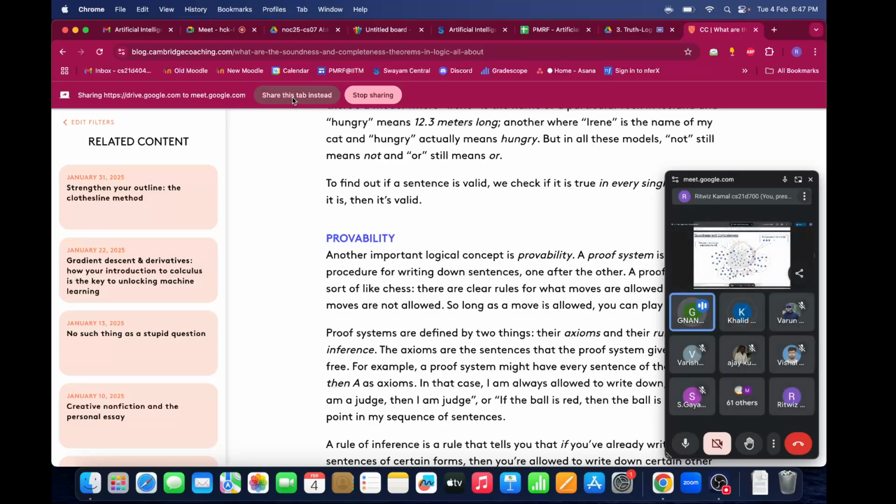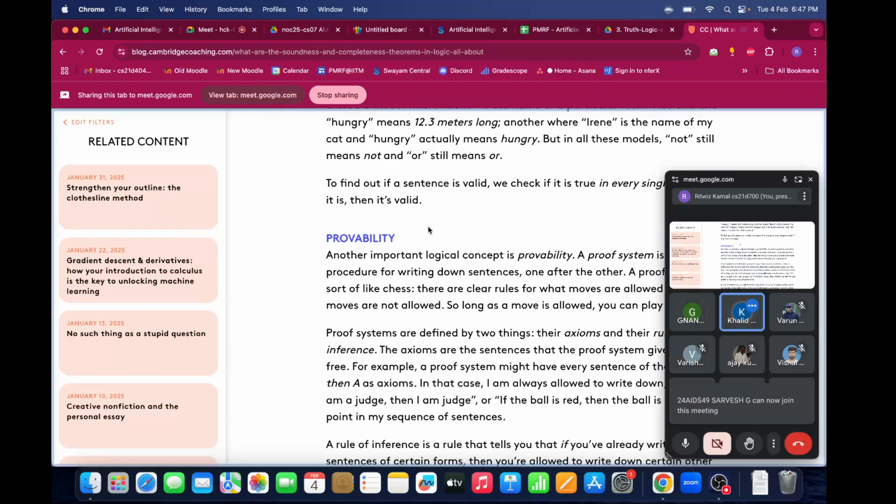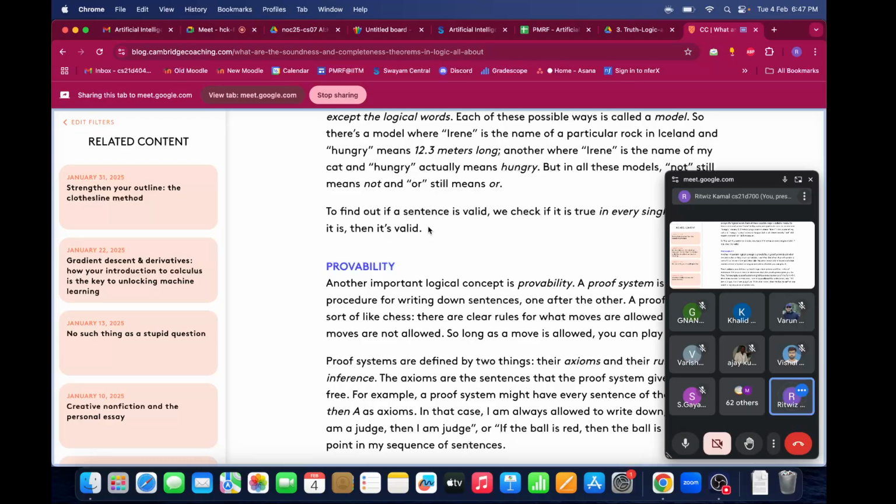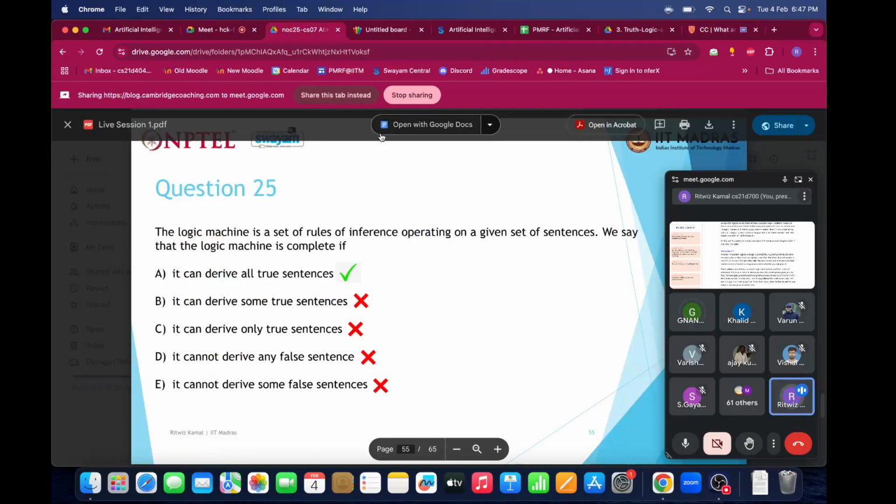So vice versa, right? Both. When the system is complete and sound, then vice versa. So if the system is complete, all the true statements can be derived. When the system is sound only, some of the true statements can be derived, but not all true statements can be derived. Could you please come again? So basically, what I'm saying is, let me try to draw it.